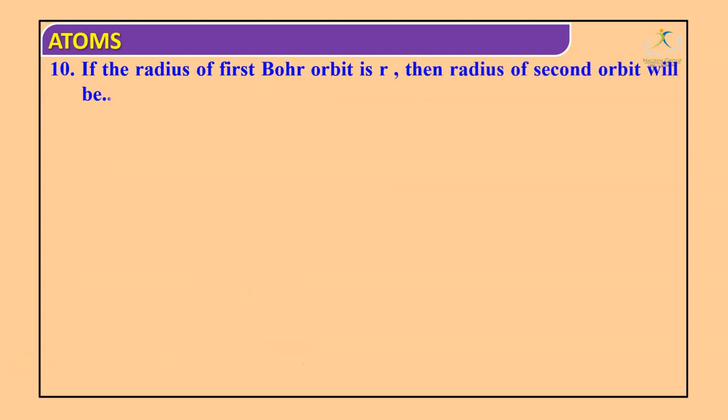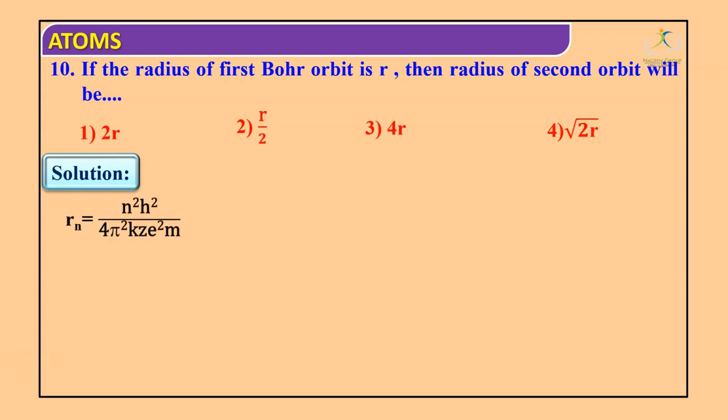Next question is, if the radius of the first Bohr orbit is small r, then the radius of the second orbit will be 2r, r by 2, 4 times r, or under root 2r. So the solution is Rn is equal to, we know, n square h square by 4 pi square k z e square m. So Rn is directly proportional to n square. Hence R1 by R2 is equal to 1 square by 2 square, which is r by R2 equals 1 by 4. Hence 4r is equal to R2, which is option number 3.